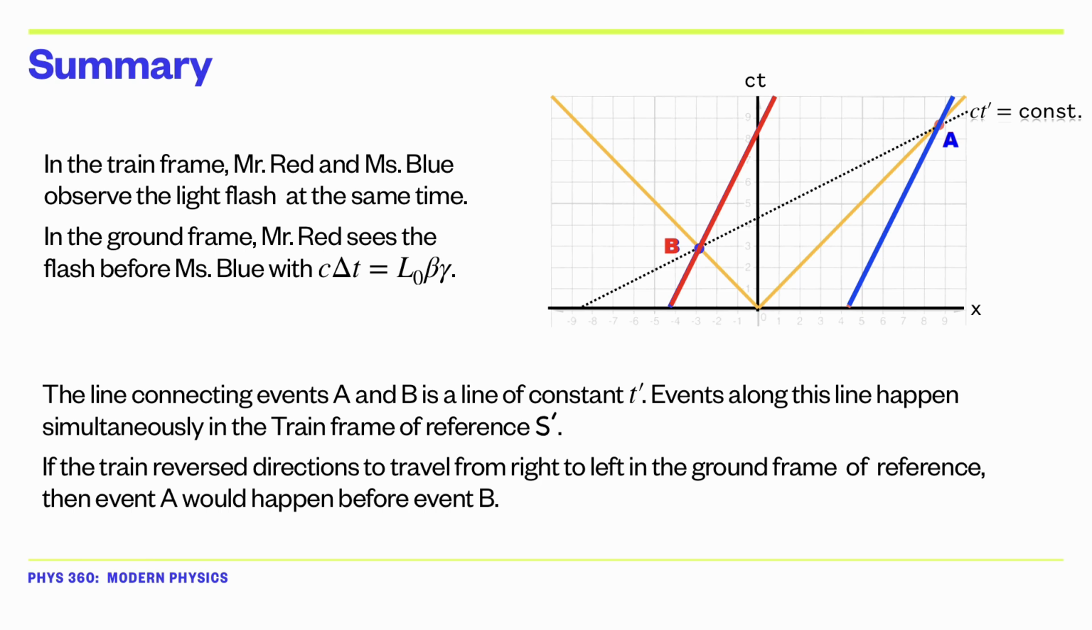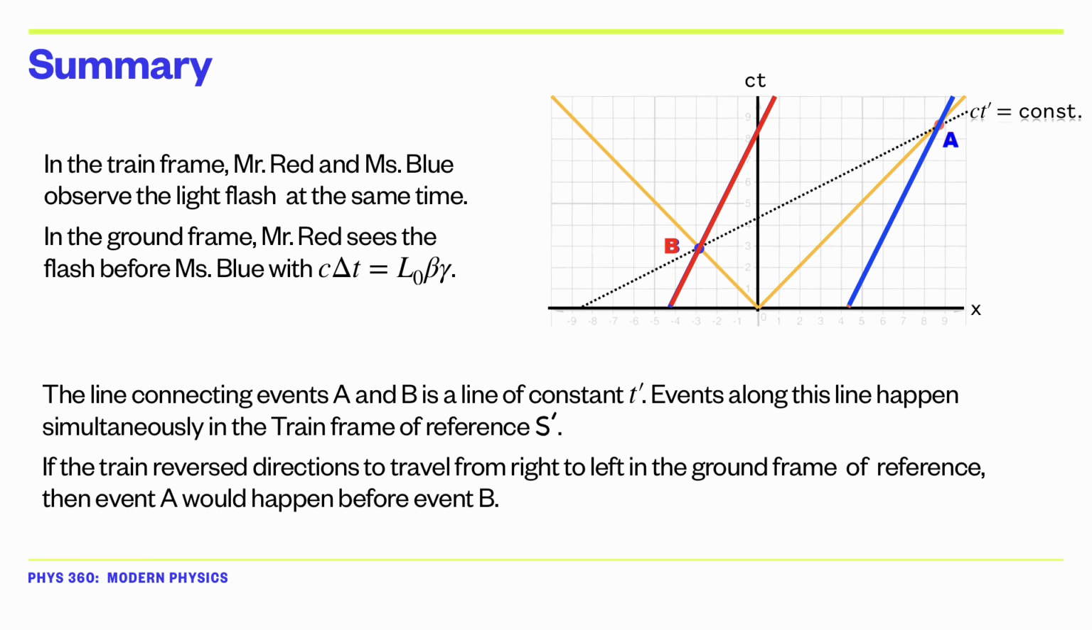So, in summary, we see that the timing of two events depends on the frame of reference from which they're observed. In the train frame of reference, Mr. Red and Ms. Blue observe the light flash at the same time. The events are simultaneous. In the ground frame, Mr. Red sees the flash before Ms. Blue with a time difference of c delta t equals L0 beta gamma as measured from the ground frame of reference.